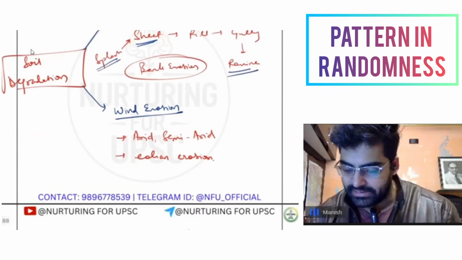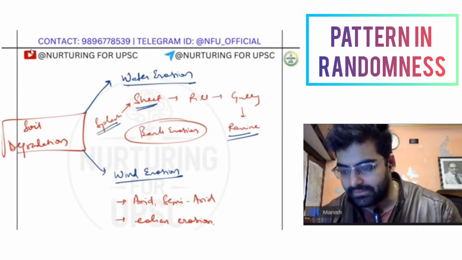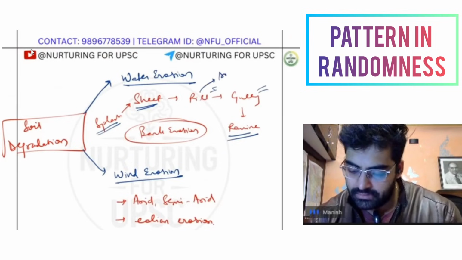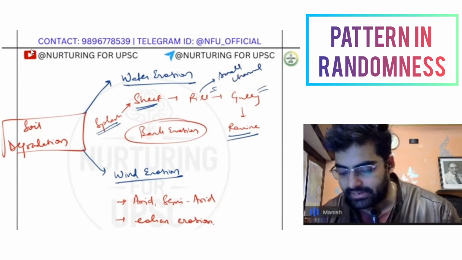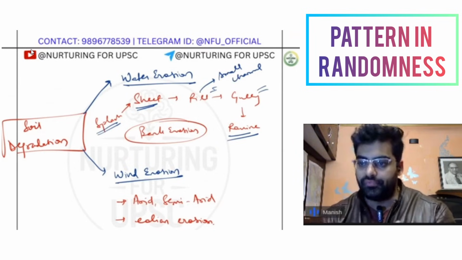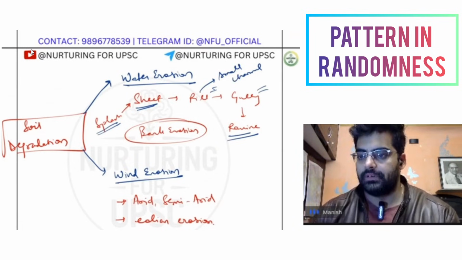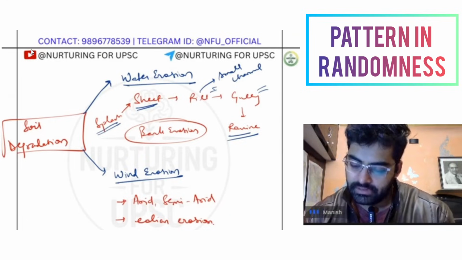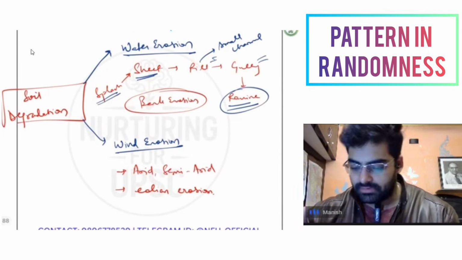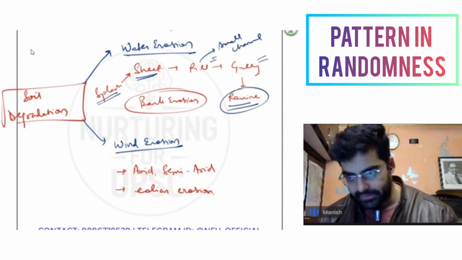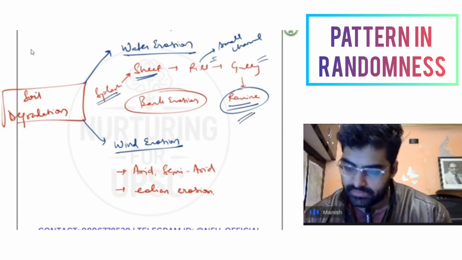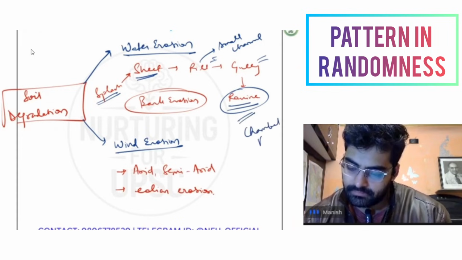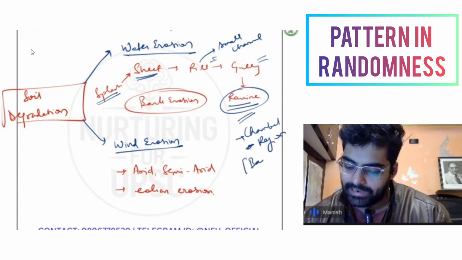Rills are basically small channels, and when they get enlarged, it gives rise to gully. Gullies are actually a few feet in length and depth, and ravines are like 10 to 20 meters in length or depth, width, etc. And where do we actually find ravines in India? It is associated with the Chambal region, and it is also known as badland topography.